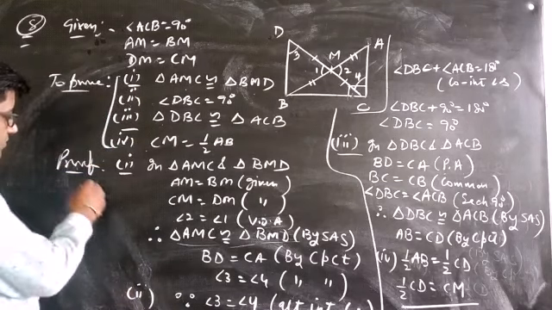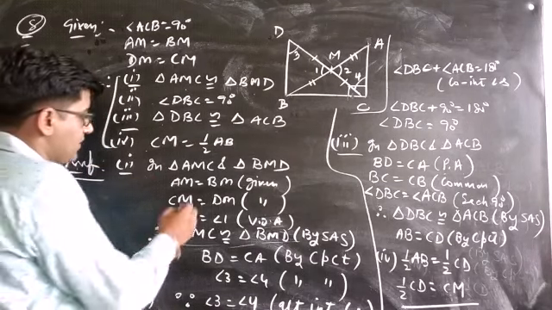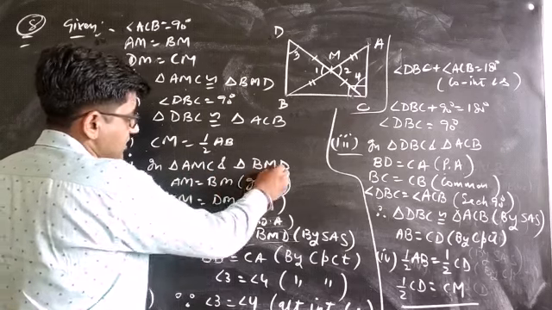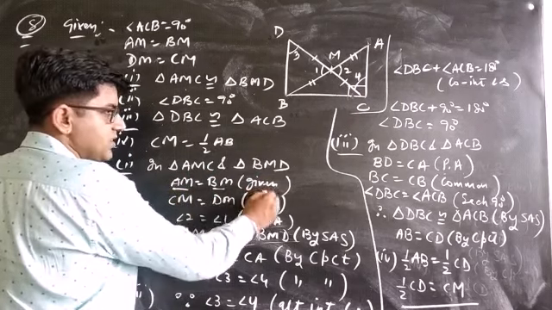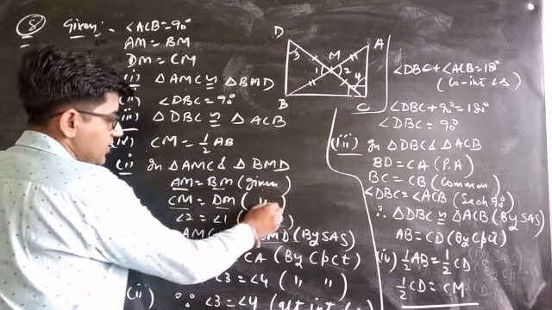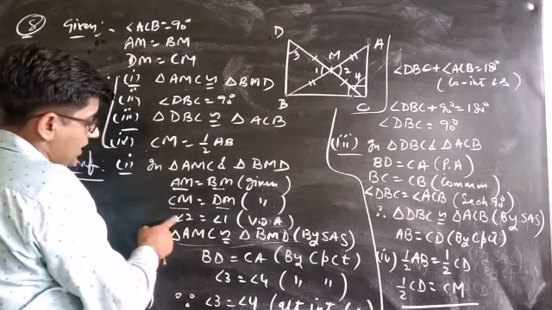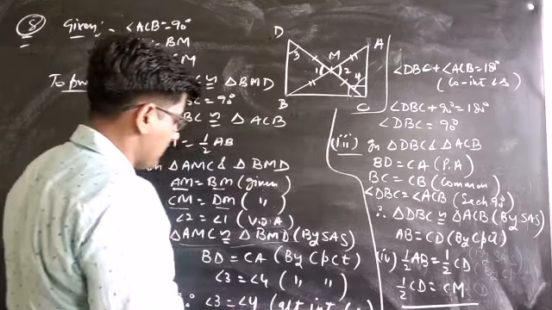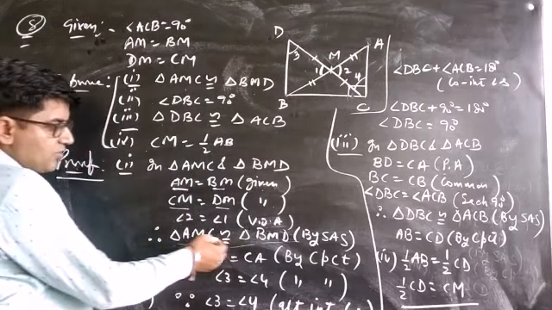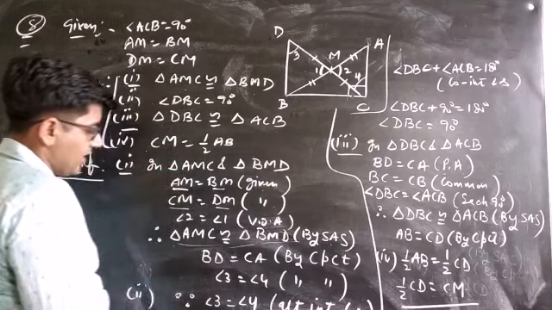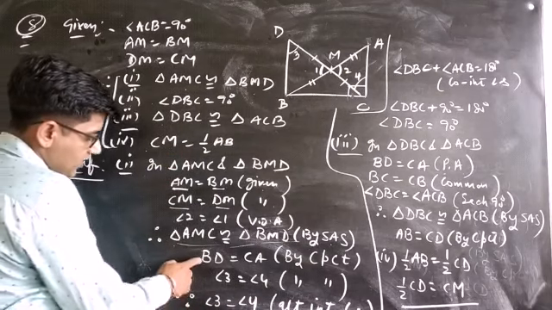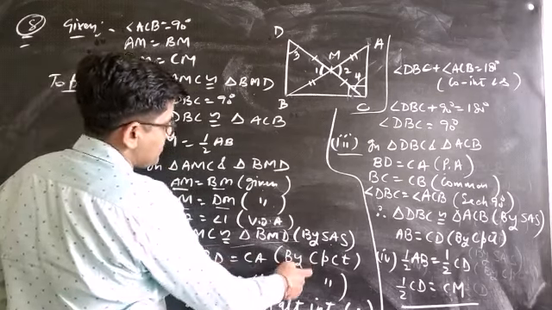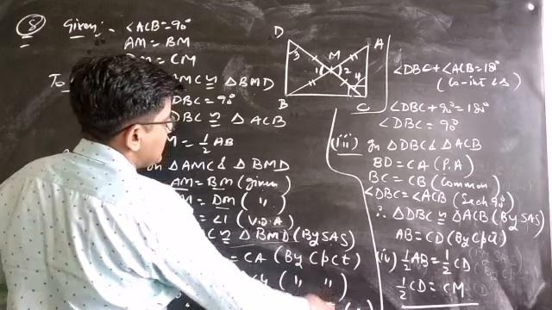For the proof of the question, first part, triangle AMC and BMD: AM is equal to BM, it is given to us, CM is equal to DM, it is also given, and angle 2 is equal to angle 1, this one, angle 2 and angle 1. These are vertically opposite angles. That's why the triangles are congruent by the rule SAS. And when triangles are congruent, you can mention here AC is equal to BD by CPCT, and angle 3 is equal to 4 by CPCT.